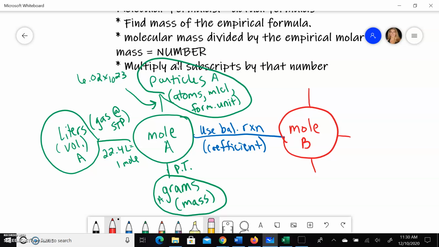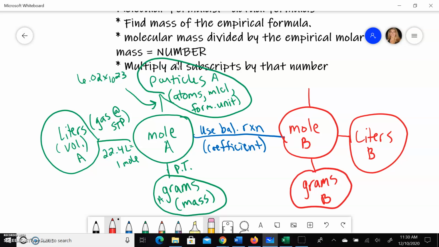And then once you have moles of your new chemical, so moles of B, you can then go to anything else. So you can go to liters of B using 22.4. You can go to grams of B using the periodic table. It'll be a new number because B is a new kind of compound or chemical. And you can go to particles of B.